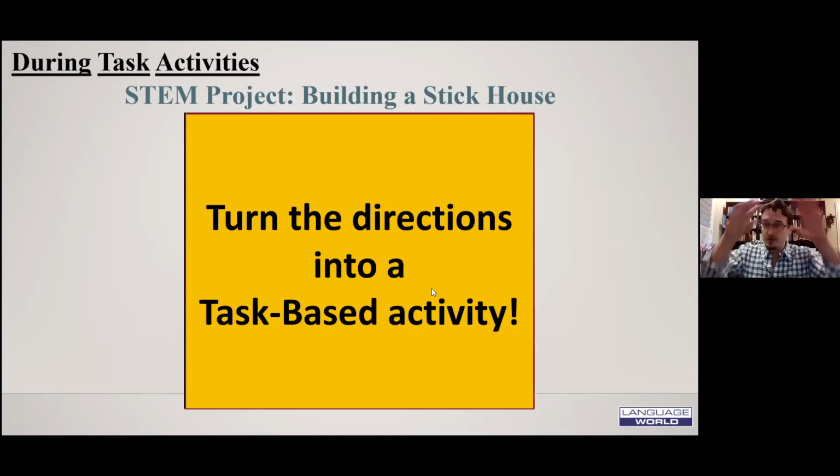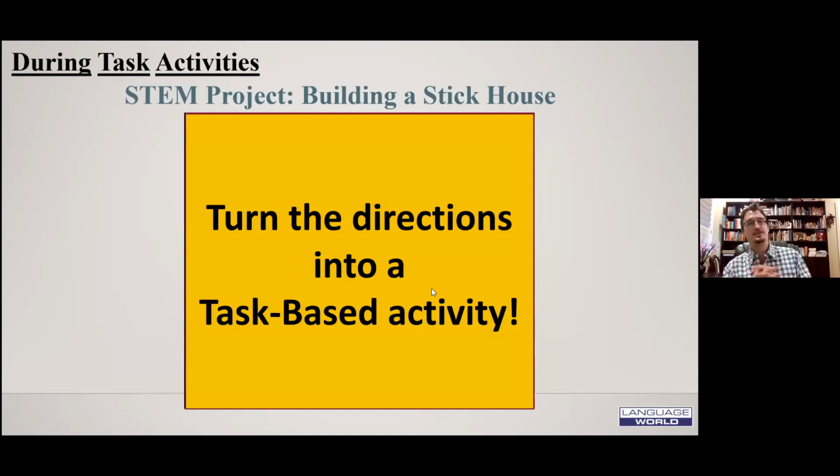I'm sure you've all seen those directions. Your student could turn to the activity, see the directions, and just copy it and do it. But what I like to do is turn those directions into a task-based activity, and this is actually the one I use the most often. I feel this is the best one.